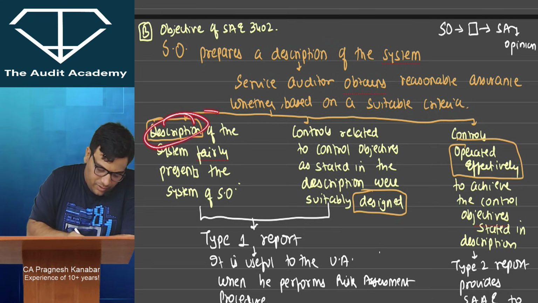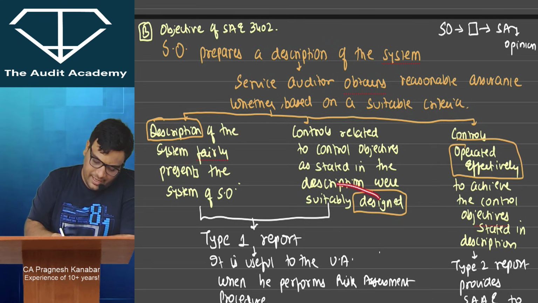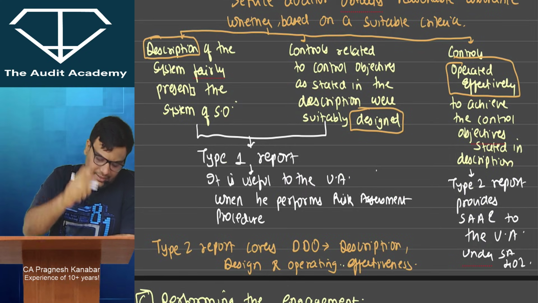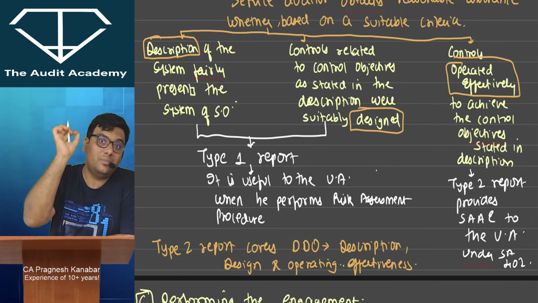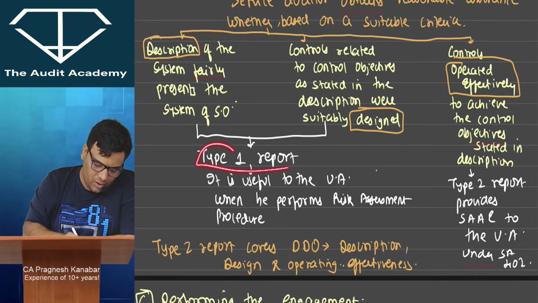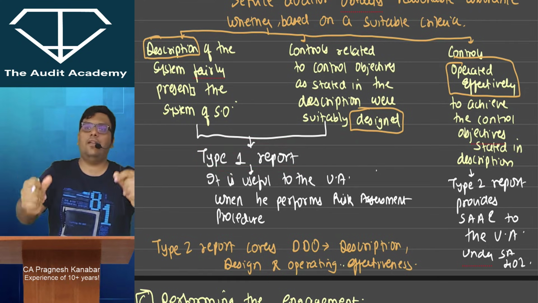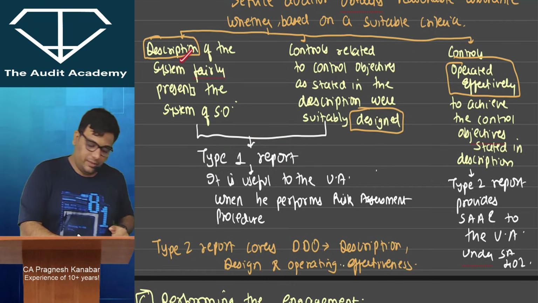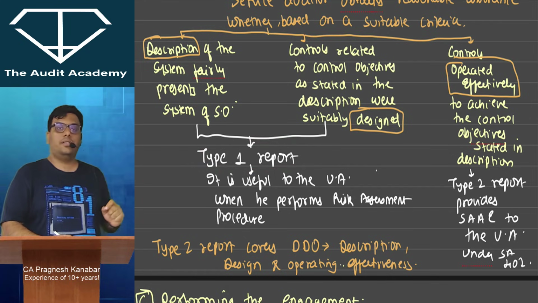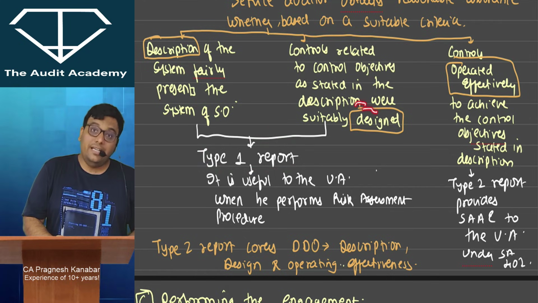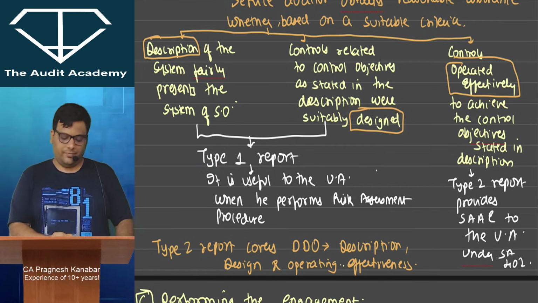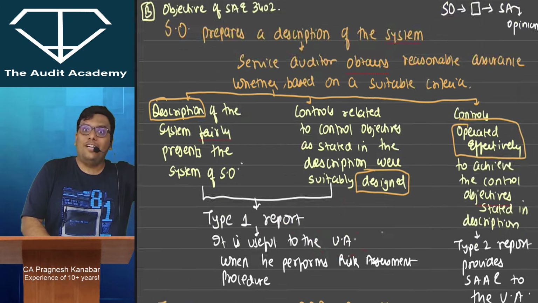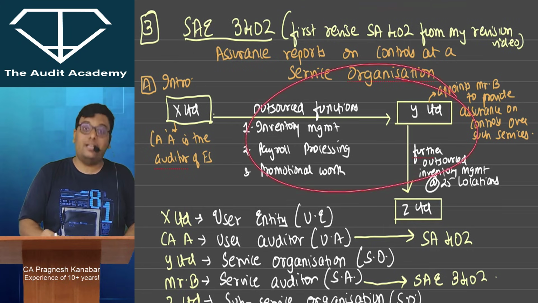For both of these things, the comment on the description of the system and whether it is suitably designed, the report that Mr. B, the service auditor, will prepare is called a type 1 report. So one more time, type 1 report is DD: description of the system which fairly presents the system of the service organization, and design of the controls. Type 1 report is very useful to the user auditor when the user auditor is performing risk assessment procedures so that he can get an overall understanding.